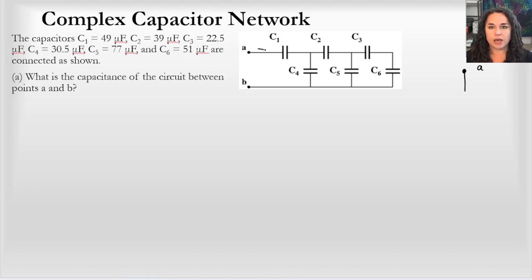So if I start at A and I follow the wire along A, I get to C1. So I'm just going to draw C1 in here. There's C1. Okay. Once I leave C1, I get to a junction. All right. So I'm going to draw C1 and I'm going to draw a junction. When I get to this junction, I can go to C2 or I can go to C4. So I'm going to do that. I'm going to put C4 over on this side, and then I'm going to put C2 over on this side.